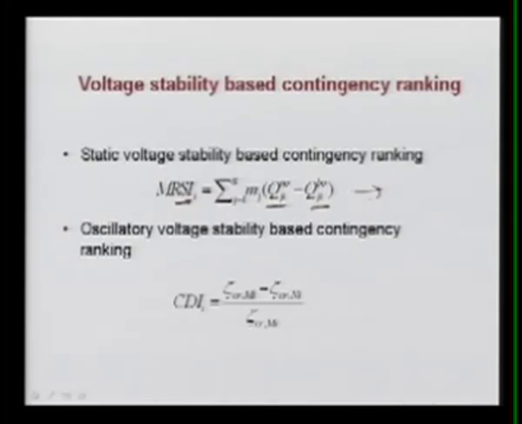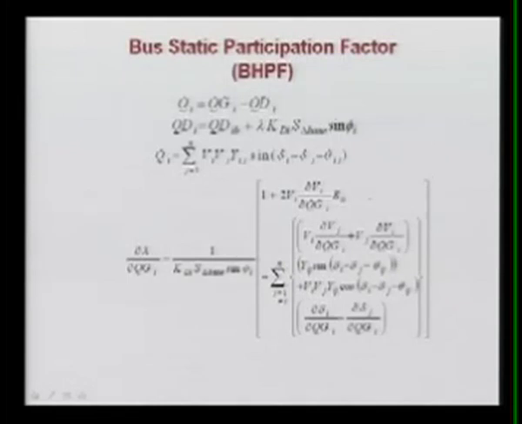To locate this, we can go for the bus static participation factor, that is, the BSPF. Now here you can see what we are doing. The reactive power injection at any bus, Qi, is equal to the reactive power generation at that bus minus the reactive power demand at that bus. This reactive power demand can be written as the reactive power demand at that bus in the base case, plus lambda, that is a loading factor.